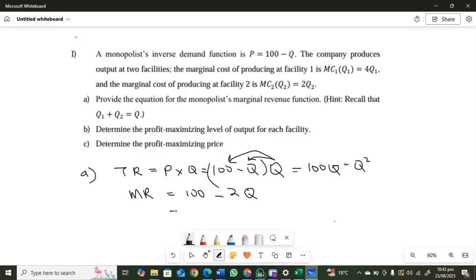Okay. Then you can now substitute Q equals Q1 plus Q2. So marginal revenue equals 100 minus 2(Q1 plus Q2), which becomes 100 minus 2Q1. Negative 2 times Q1, 2Q1. Negative 2 times Q2, negative 2Q2.